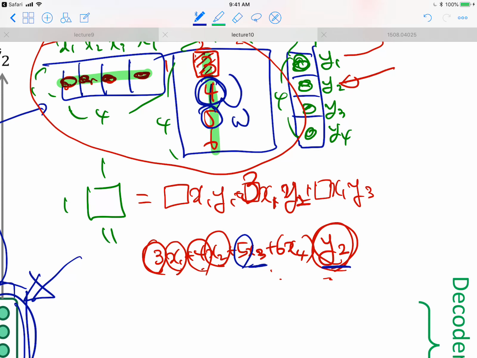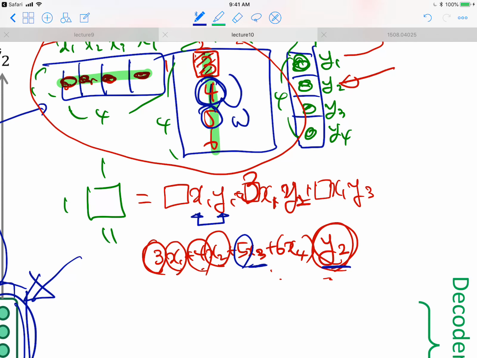So this is called a bilinear model. And why is it called a bilinear model? It is basically linear with respect to this product between these two elements from the two vectors, okay. So that way it's called a bilinear model.